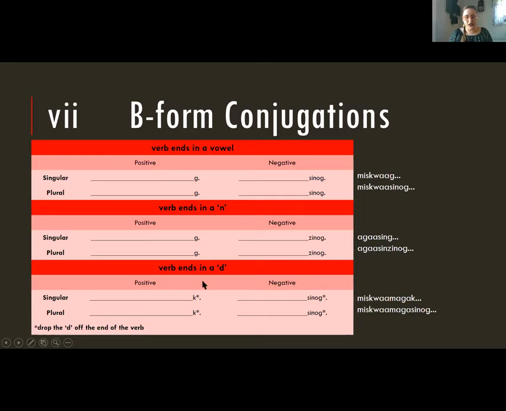When your verb ends in a D, you're going to drop the D off the end of the verb. Okay. So originally it was Musquamagut. Now it's Musquamaguk. Again, Musquamagut is just, it is red as well. Musquamaguk, when it's red. Musquamagusinuk, when it's not red. Okay. So VIIs are pretty simple because really you've only got six. It's those six conjugated forms that you have to worry about, and they're basically the same thing. So you add a G or a K, sinuk or zinuk. So that's VII.